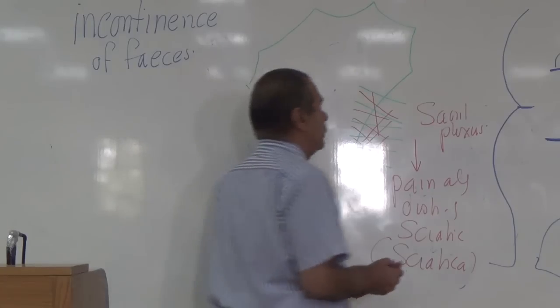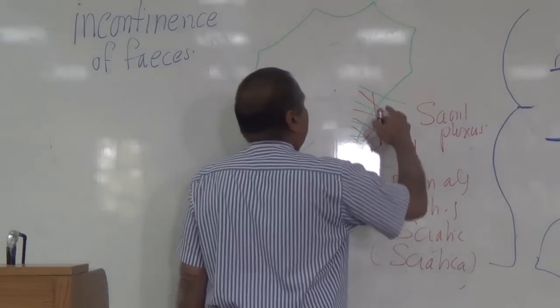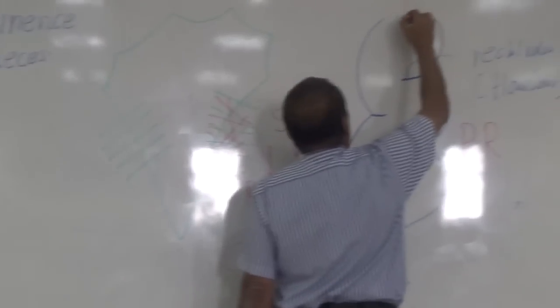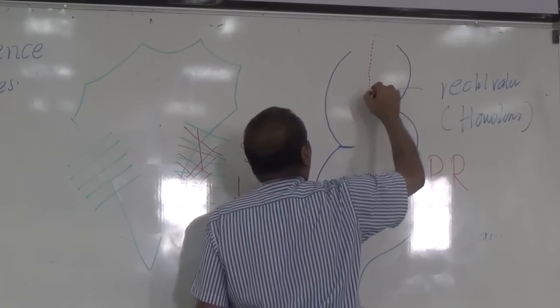The most important point also is that behind the rectum, I will find the superior rectal artery, which has a posterior relation to the rectum.